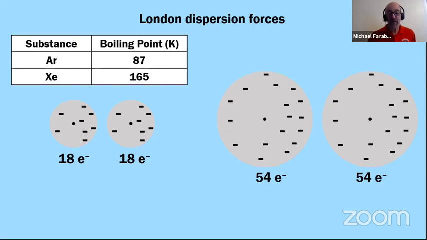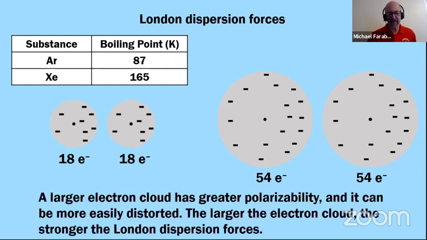Now remember, we already have the boiling point data in front of us. So if xenon has stronger attractive forces, you cannot say it's because xenon is more polar or more electronegative, or simply that it's larger or heavier. It's specifically about the electron cloud. That's what London dispersion forces are all about. So a larger electron cloud has greater polarizability and can be more easily distorted. The larger the electron cloud, the stronger the London dispersion forces are.